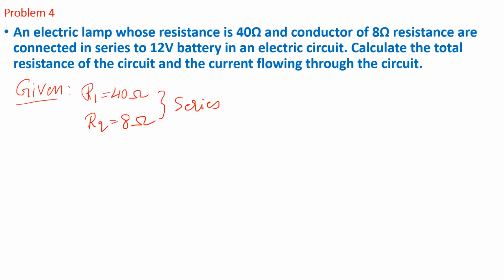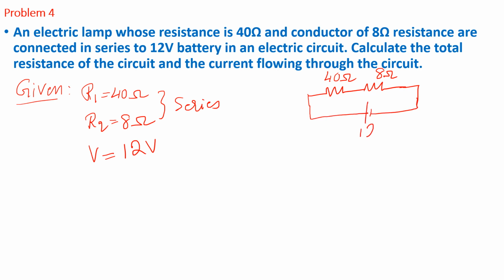To a 12 volt battery. So V is equal to 12 volt. How are they connected? Like this. This is one resistor, this is a lamp, this is one more resistor. This is 40 ohm, this is 8 ohm. Even if they have given it as a lamp and they have given some resistance, we have to consider it as a resistance only. The battery is 12 volt. So they are asking what is the total resistance of the circuit.